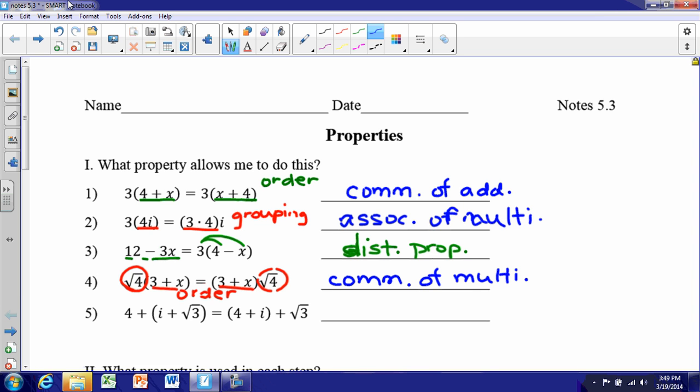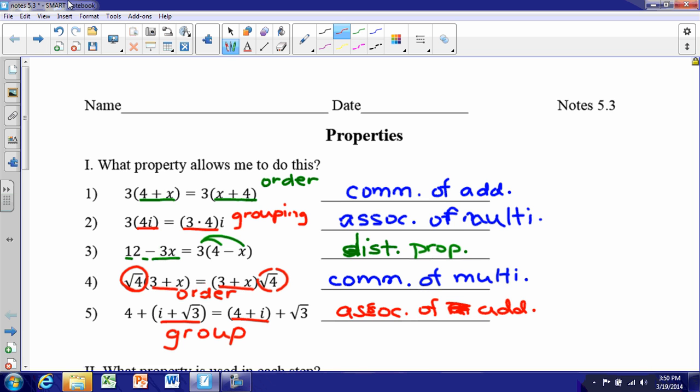Okay? And the last one, in this little section, I see a bunch of addition. I see some parentheses. If I look inside the parentheses, that did change. So we changed grouping, and so that is associative, but this time everything was connected with addition. So this is associative of addition.